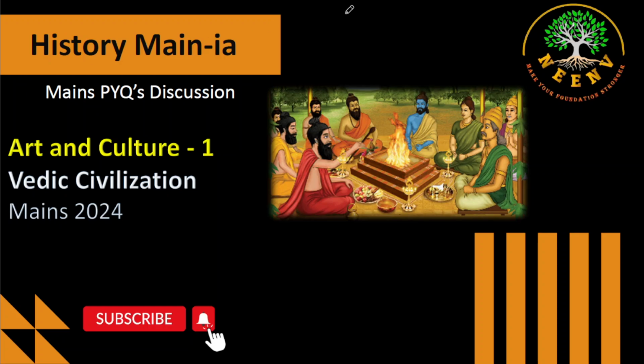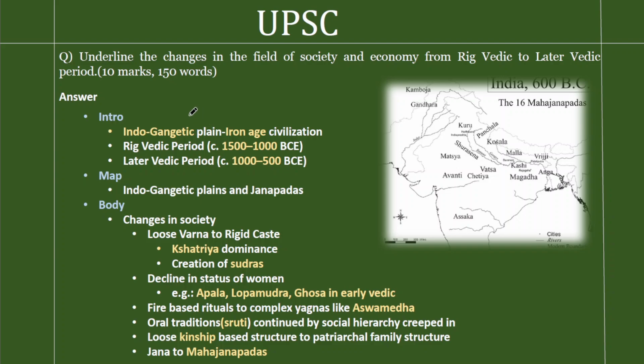This is a video where we are going to discuss the 2024 mains questions. We are discussing them thematically and we are starting with art and culture. The first theme or the first question that we are going to discuss is a 10 marker from Vedic civilization.